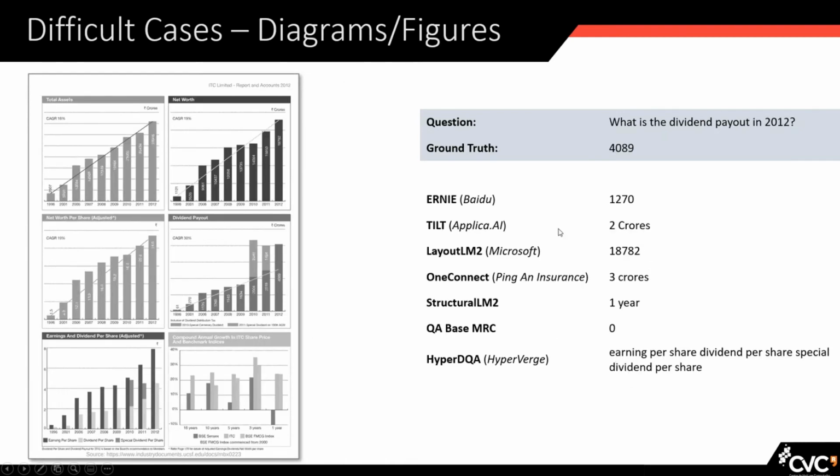Another example, diagrams are very, very hard to interpret for the methods. What is the dividend payout in 2012? If I give you some time, you would probably realize this is the dividend payout, which is 4,084. And all of the methods fail miserably.